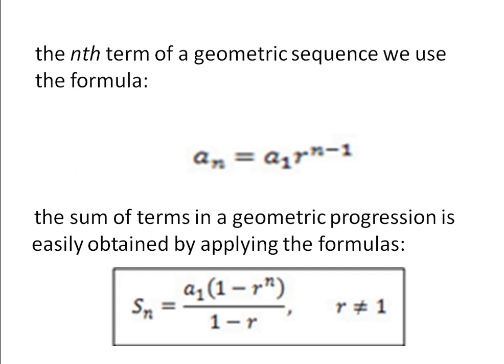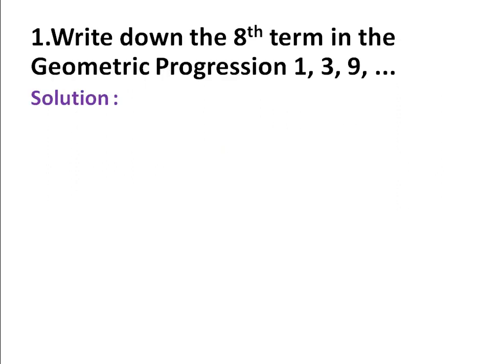Now you see here the sum of the terms. So this is the nth term, and this is the sum of the terms. You apply this formula and you will get it very easily: A1 into 1 minus R power n divided by 1 minus R. This is very simple and easy. I have given a problem on this formula also.